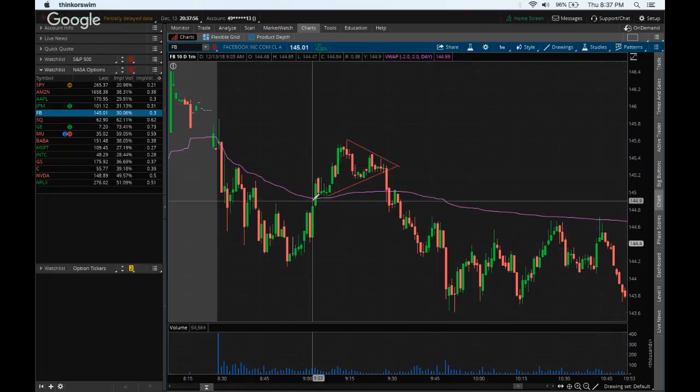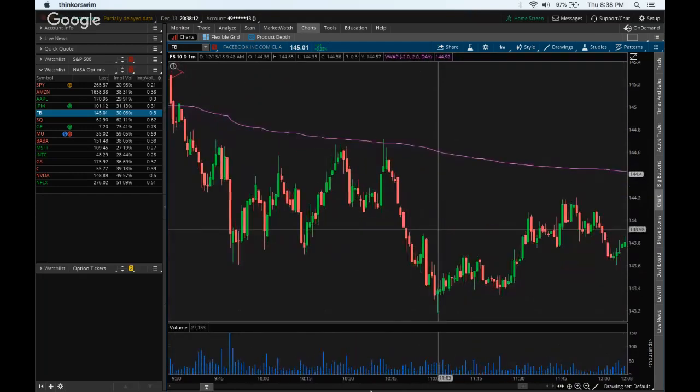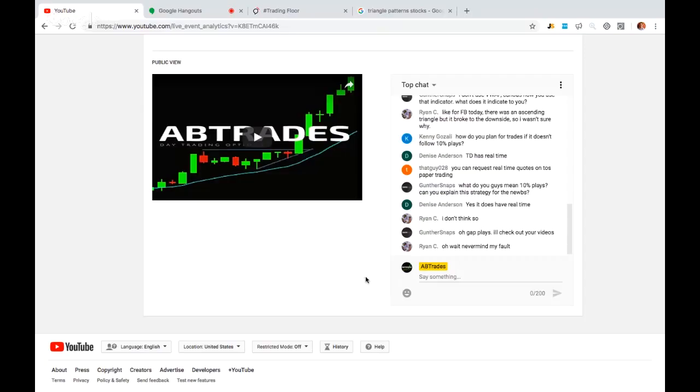So this is a symmetrical triangle. You can see the volume starts to die out as we consolidate, and then volume picks up on the breakout. That's the way a triangle should work. Again, it's a symmetrical triangle, so it could break out in any direction. You can see that we have the breakout to the downside, and that's why we had the continuation of the move.